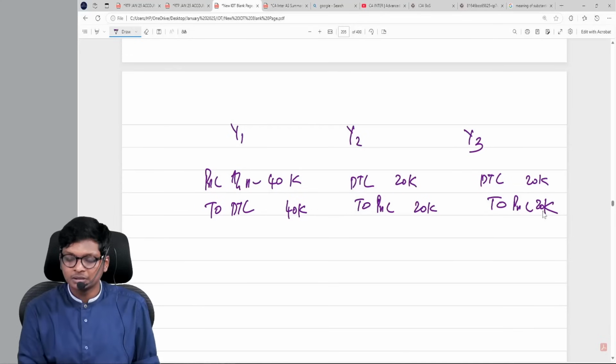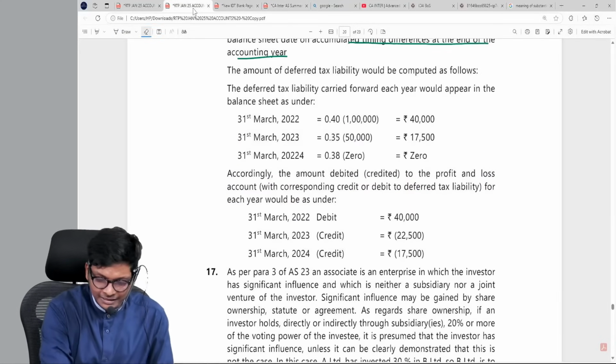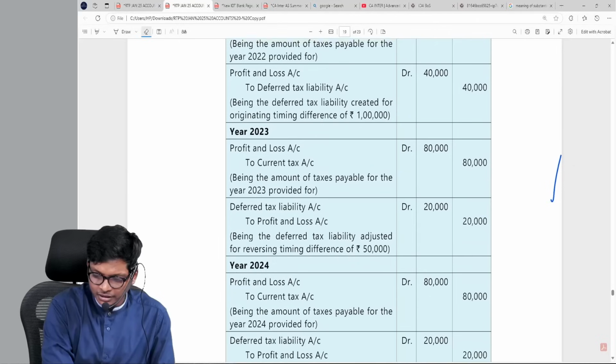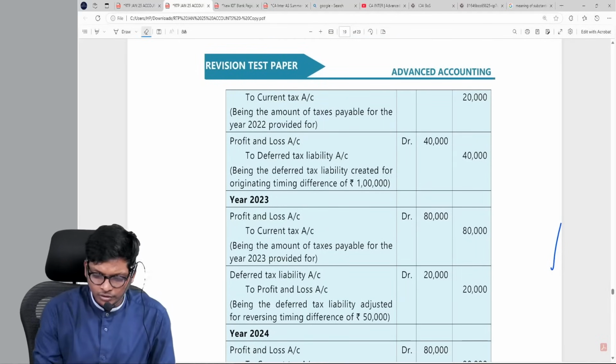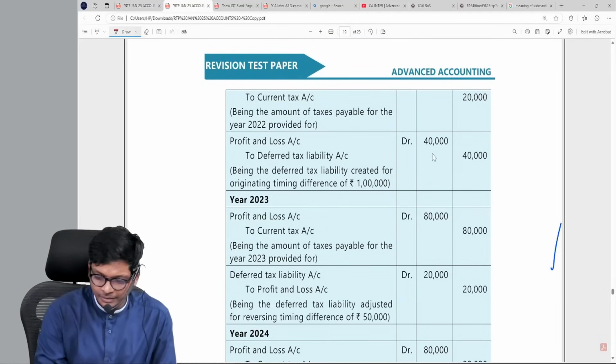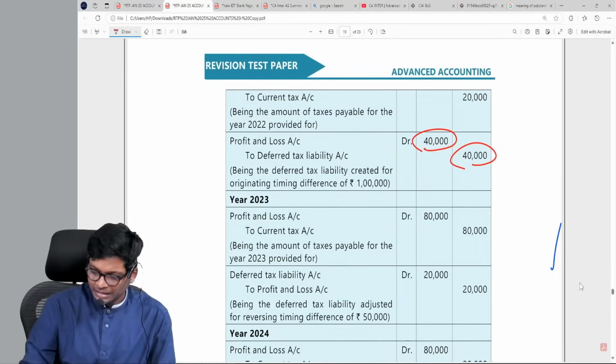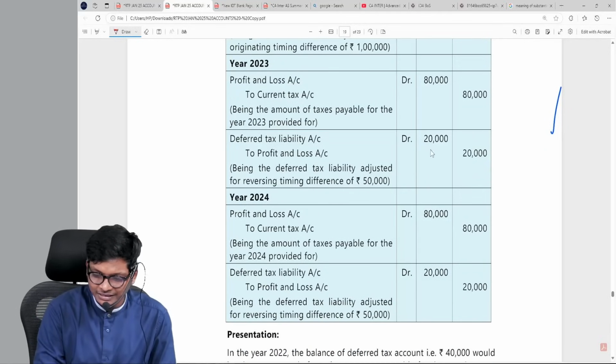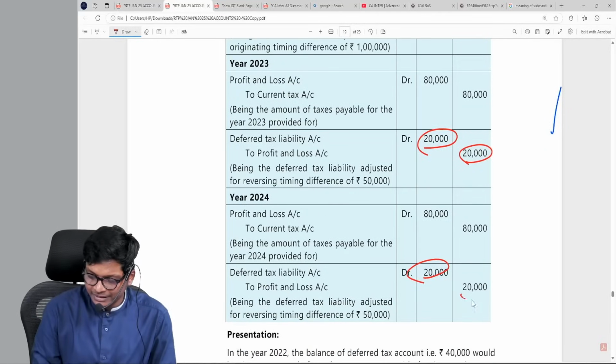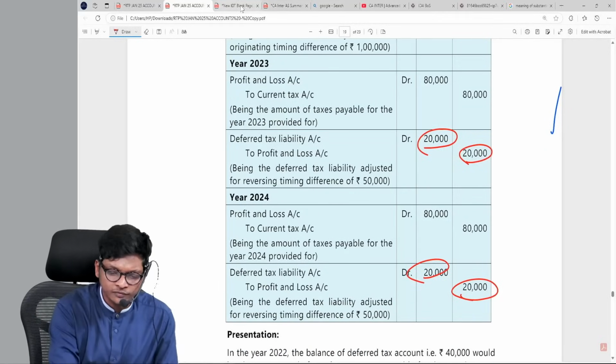Correct? This is what was done. This is what is there in the book also. If you see, first year they would have created deferred tax liability for 40,000, and in the subsequent 2 years they would have reversed 20,000 for each of the years.